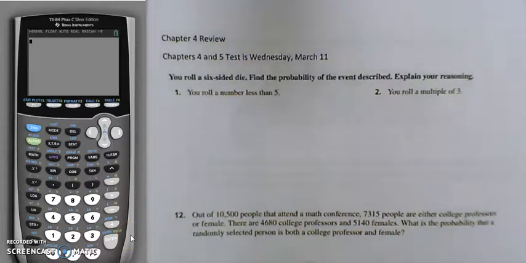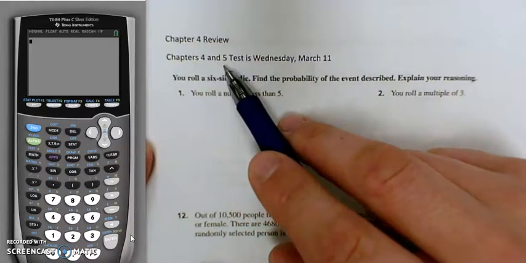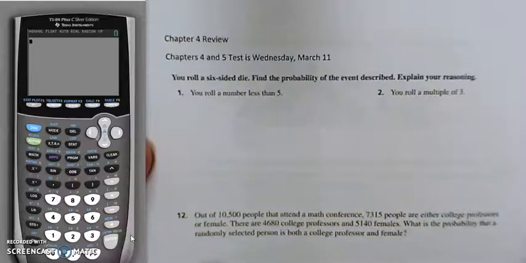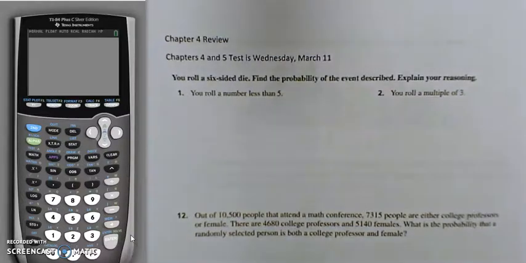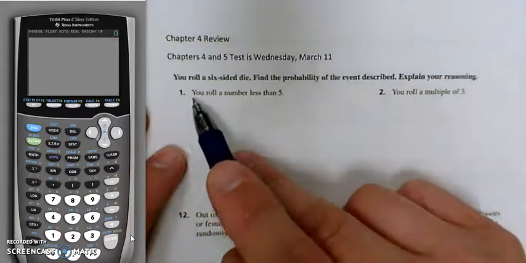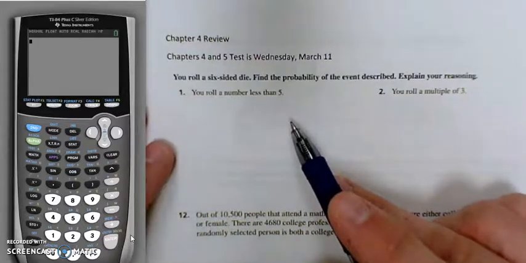Alright, so I'm going to walk through a few examples from Chapter 4, Probability, because your test on Chapters 4 and 5 is coming up on Wednesday. So we're going to go back and review this information before I'm expecting you to know it on a test, so this gives you a couple days to maybe look over this stuff.